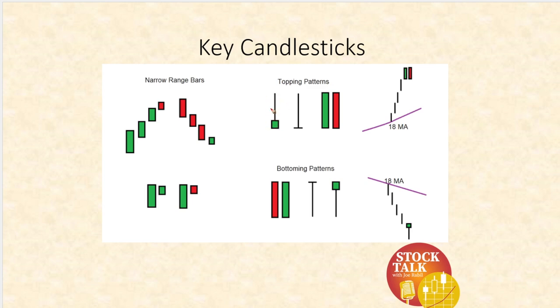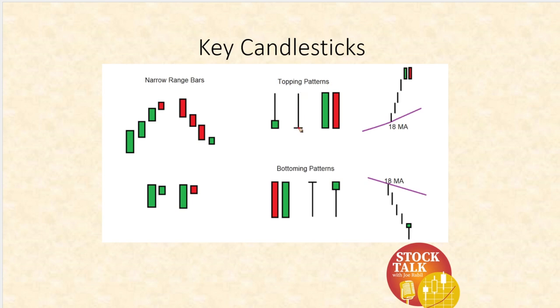Now, the midpoint of this bar is kind of important. For a topping tail pattern, I like to see it close in the lower third. And again, it doesn't really matter about the color, but I like to see the upper end of the body in the lower third if I'm considering it a real topping pattern.